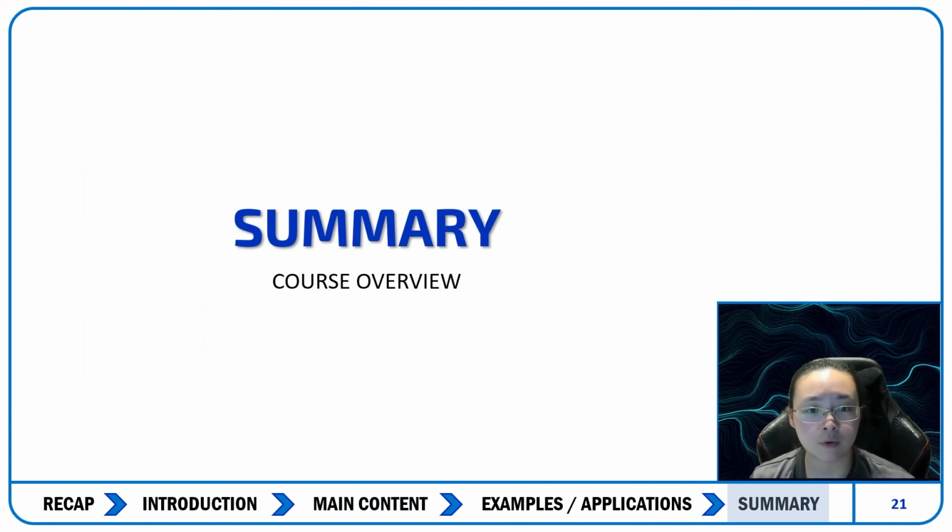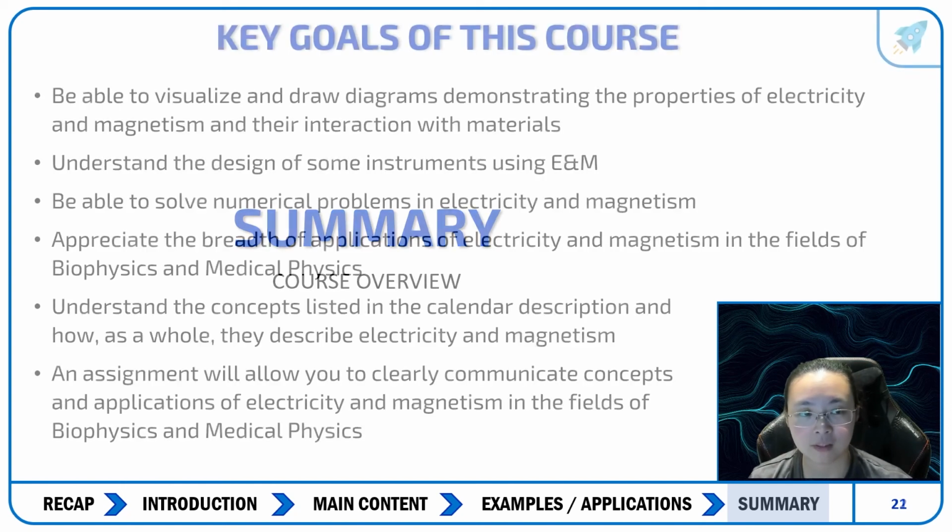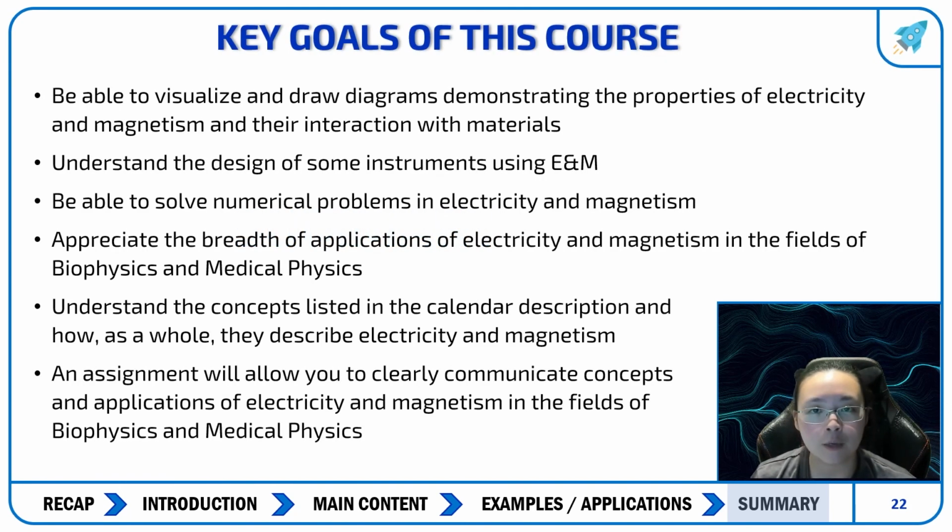Okay, so for a summary of the course, I just want to go through some key goals of the course. We want to be able to visualize and draw diagrams demonstrating the properties of E&M and their interactions with materials. We want to understand the design of some instruments using E&M, be able to solve numerical problems in E&M, and appreciate the widespread applications of the topics that are going to be learned in this course. And of course, not just understand the concepts, but be able to apply them and present those concepts through a project.